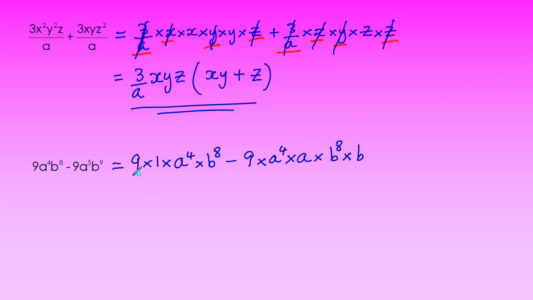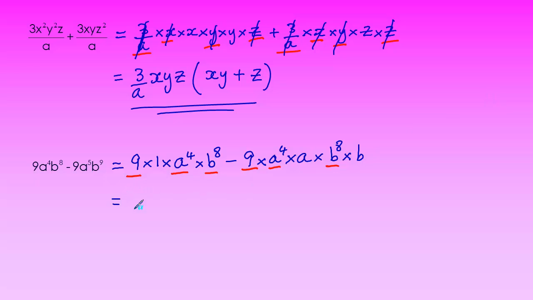So look for what's common. We've got a 9, we've got an a to the 4, and we've got a b to the 8, and I think you can see now why I've written the 1 here, because it's the only thing left in this term.